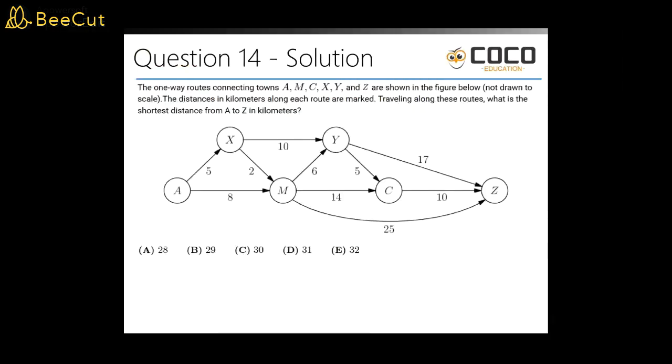Now, question 14. Let's look for the shortest route. So you can check that if you go from A to M, there's 8. But if it's A to X to M, the 5 plus 2, that's only 7. So we choose this route instead of A to M directly.